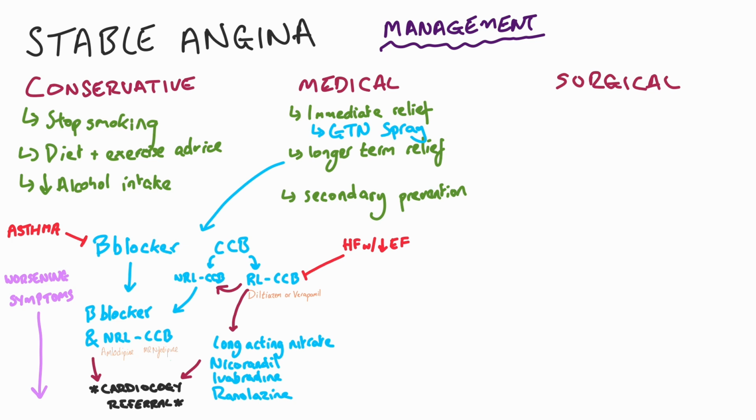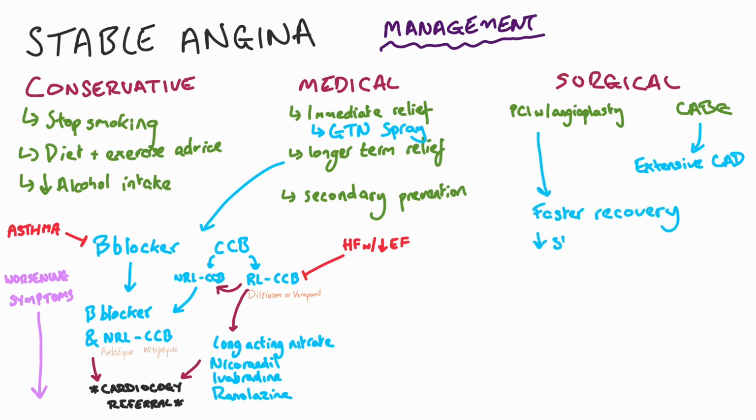Surgical options for the cardiology team are either percutaneous coronary intervention, PCI, with angioplasty and stent placement, or coronary artery bypass grafting, CABG. This is used for more extensive or complex coronary artery disease. Short and medium-term outcomes for either procedure remain similar. However, PCI is noted to have a faster recovery and lower rates of stroke as a complication. However, patients having undergone PCI tend to need a greater number of repeat revascularization procedures.